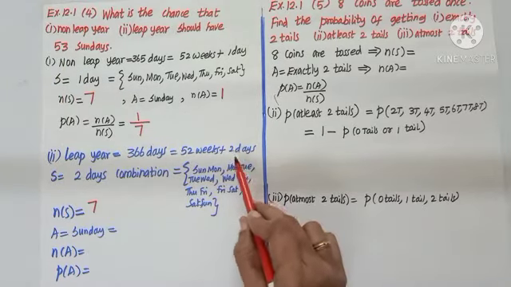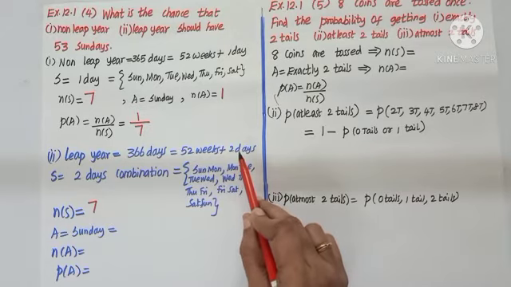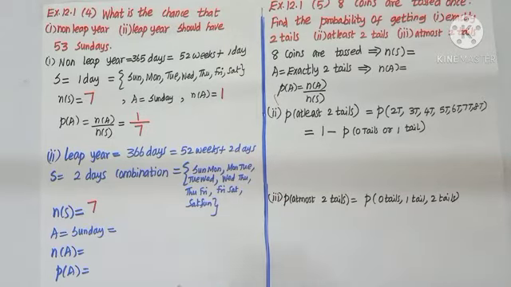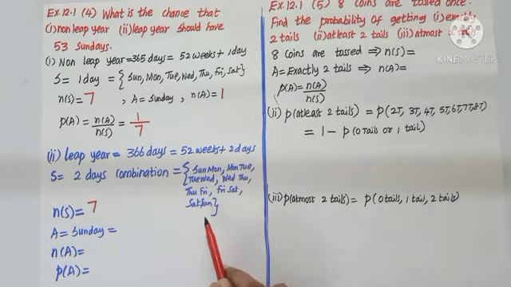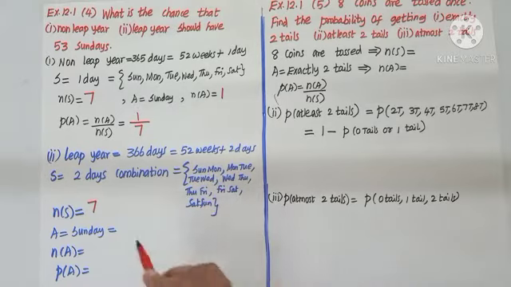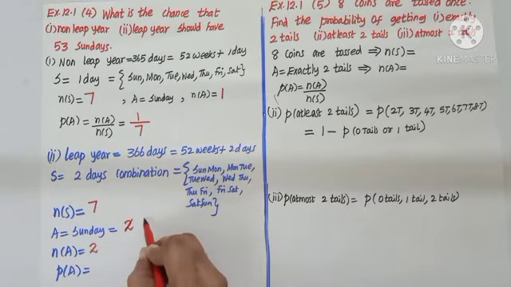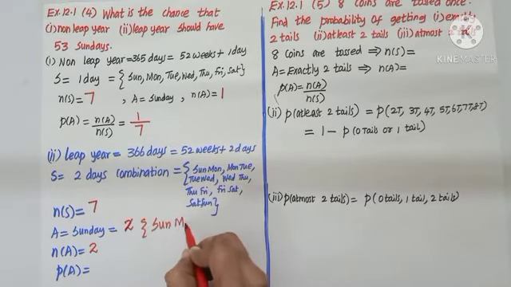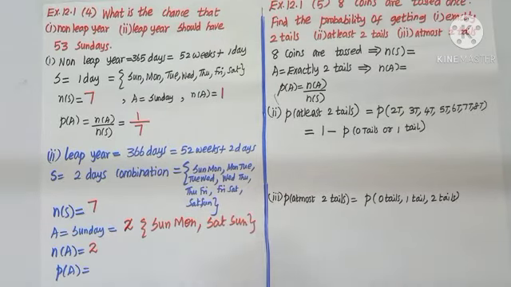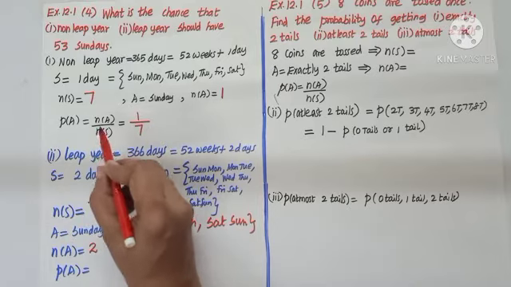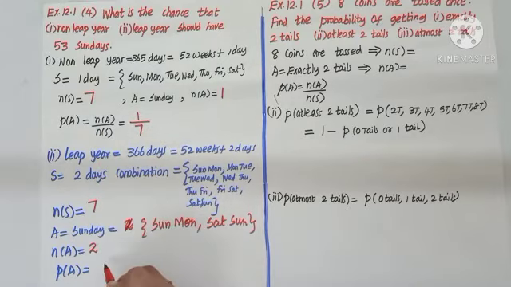So the extra 2 days, check where you get a Sunday combination. I have Sunday, Monday one way or Saturday, Sunday another way. So in two combinations, I have Sunday. So what are the two combinations? I have the Sunday, Monday combination or the Saturday, Sunday combination. So there are two such cases. N of A is 2. What is P of A? N of A by N of S. It is 2 divided by 7.